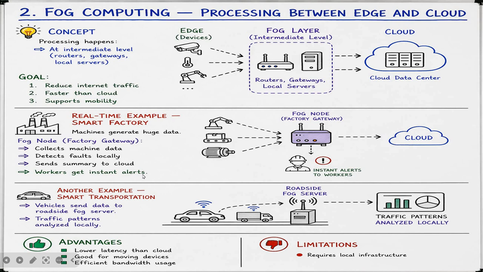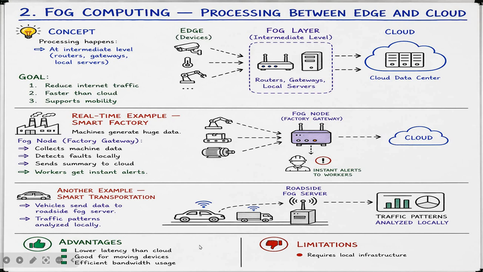Then workers will get the instant alerts here. Okay, here the workers will get instant alerts, that is, if any problem is detected, alerts are immediately sent to the workers, and this will ensure quick action and safety. Another example is the smart transportation here. So here the vehicles will send the data to the roadside fog server. Then the traffic patterns are analyzed locally here.